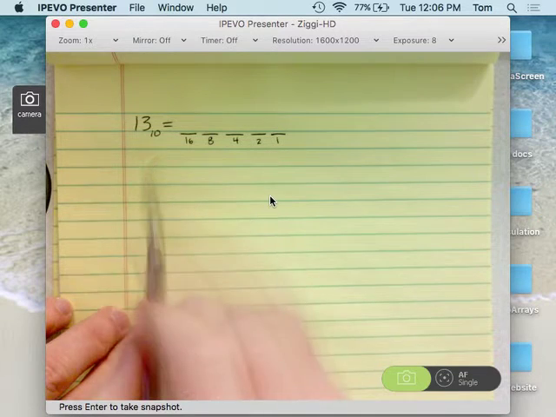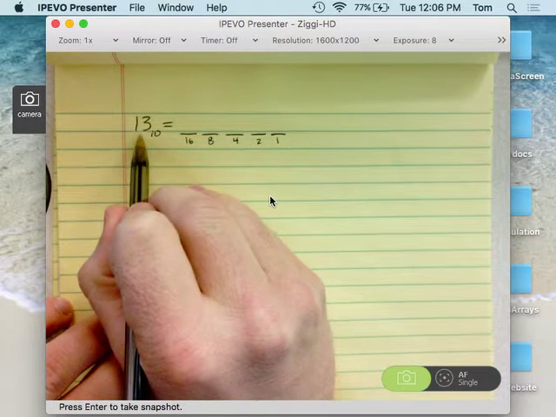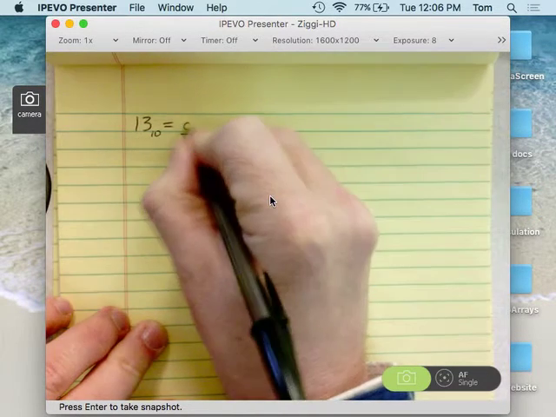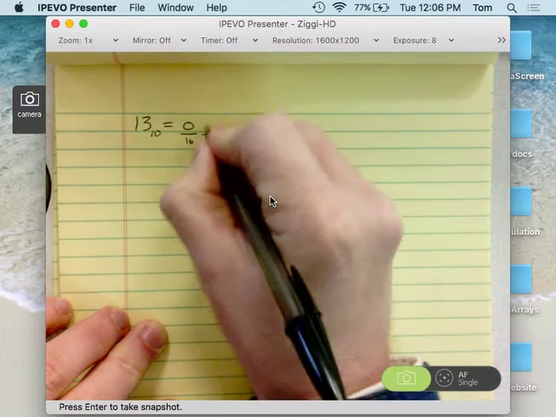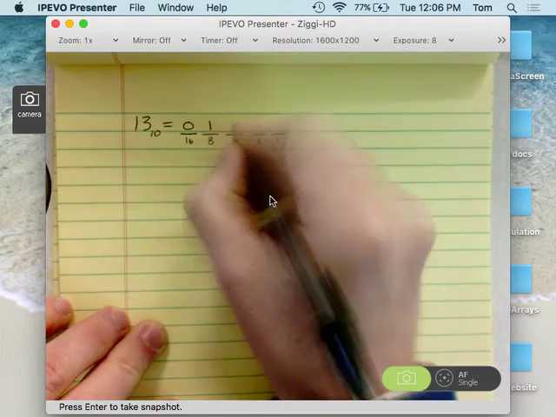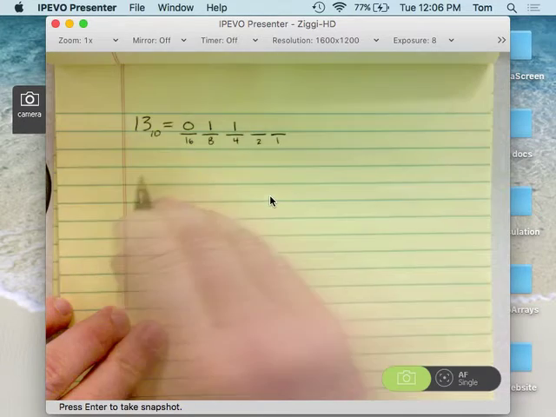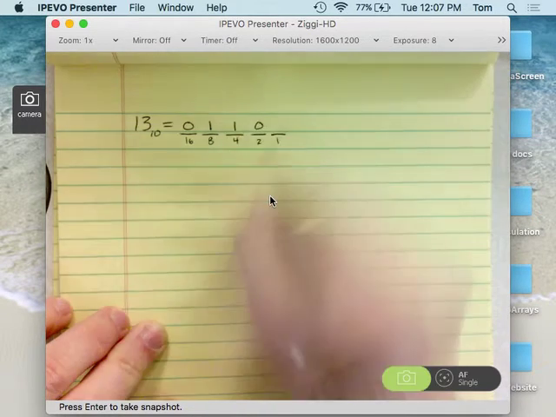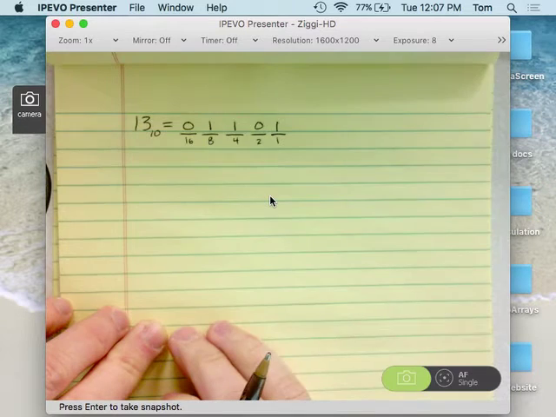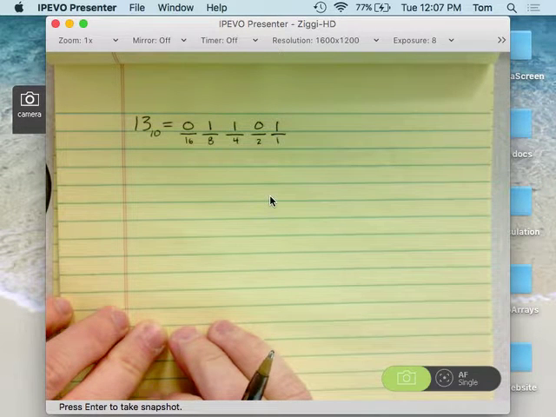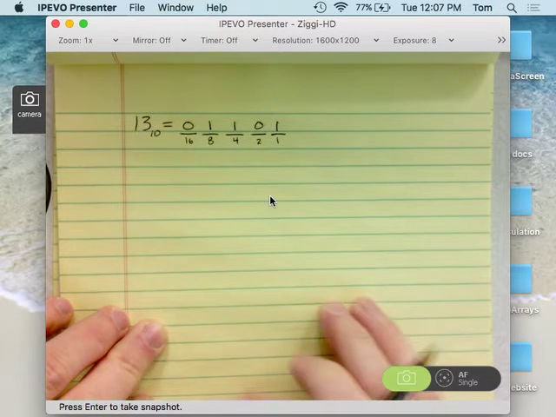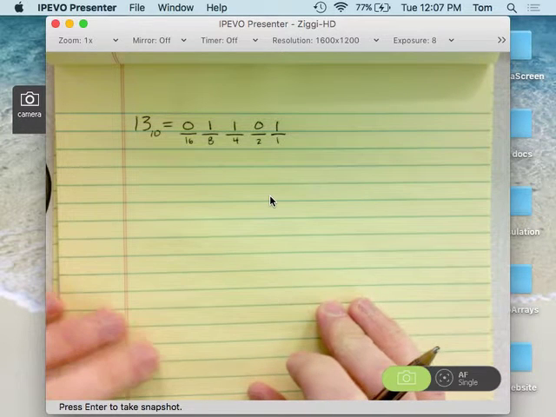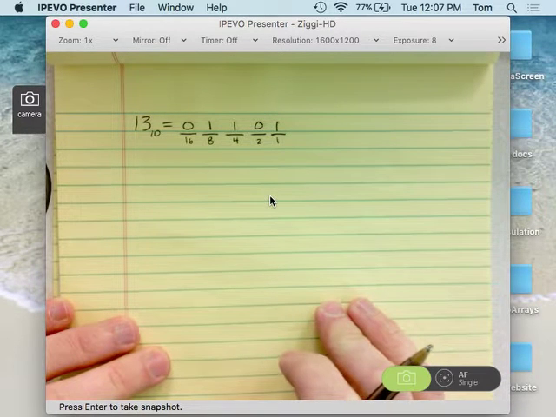Okay, so 13 doesn't have any 16's in it, does have an 8 in it, does have a 4 in it, doesn't have a 2 in it, does have a 1 in it. Okay, so that's one way of thinking about it. Another way of thinking about it is what's called the subtraction method. Okay, so we're going to look at the subtraction method right here.